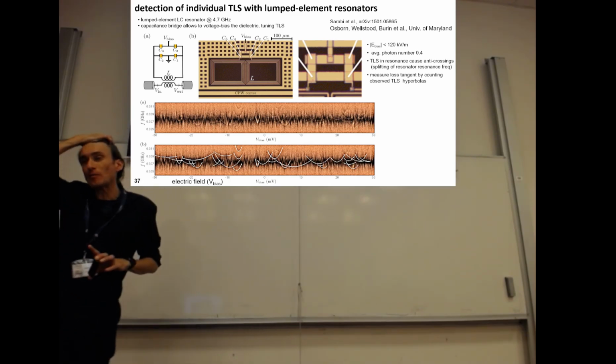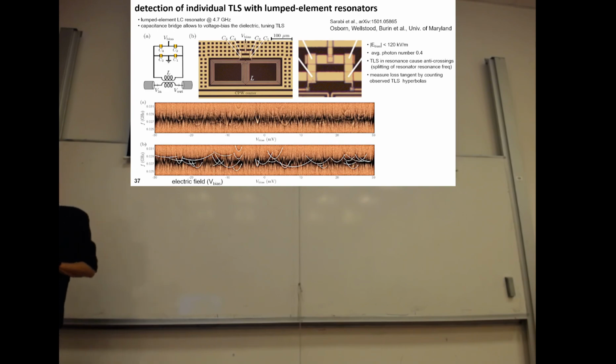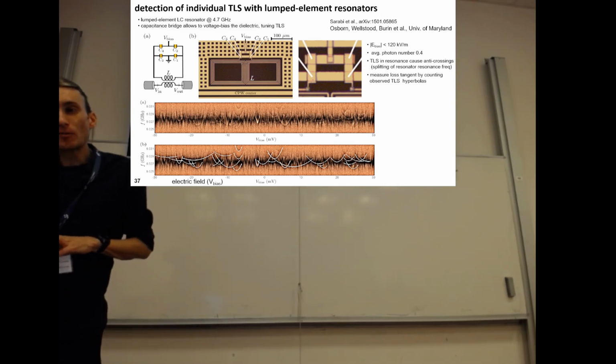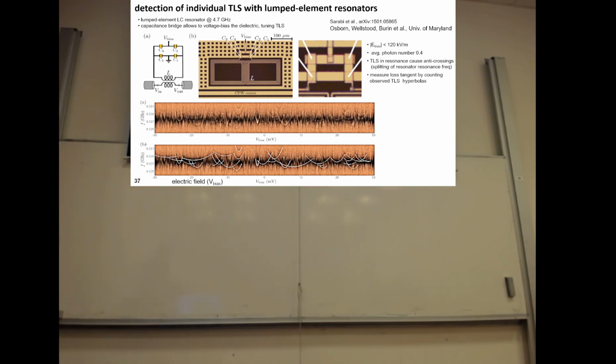This is another nice experiment from the Maryland group, who were able to detect signatures of individual TLS using lumped element superconducting resonators. The trick here was to make an LC resonator, but use 4 capacitors in a bridge configuration. This allows you to put a voltage here versus ground, which will bias the dielectrics here. Some electric field will be confined in this dielectric, but since it's connected at the center of the resonator, it doesn't really affect this oscillatory mode, which basically just goes this way. And this is how they made it.